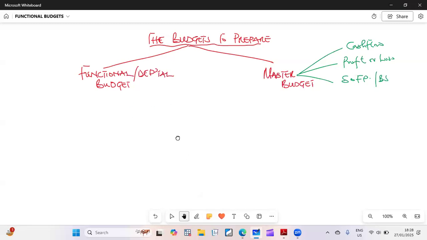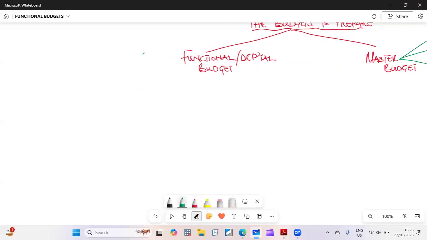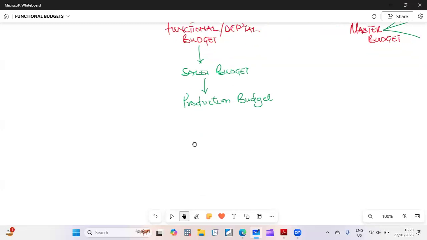But when it comes to the functional budget, we are going to start the preparation of the functional budget from the sales budget. So we will do the sales budget. The marketing people are the first people to give us what we need to produce. From the sales budget, we will be doing the production budget, because once the marketer tells the entity how much they need, then we put it into production.